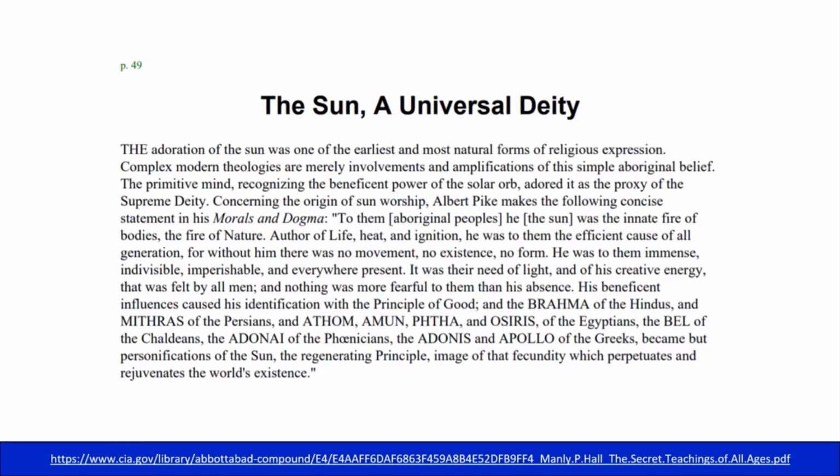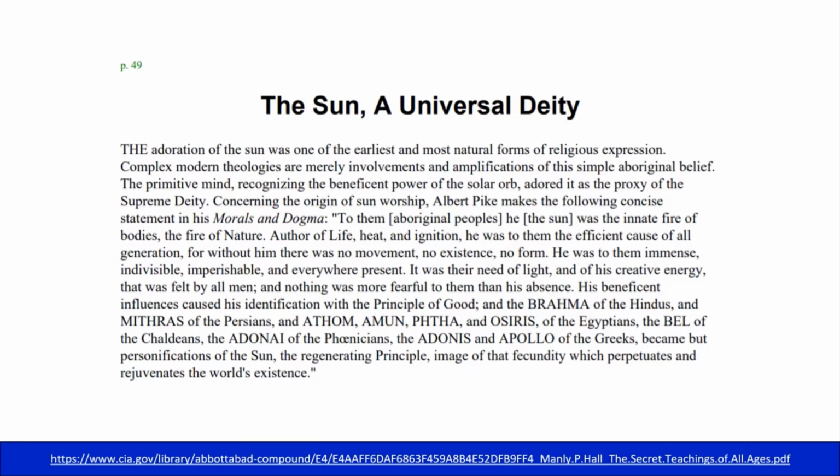Concerning the origin of sun worship, Albert Pike makes the following concise statement. To them, the Aboriginal peoples, he, the sun, was the innate fire of the bodies of nature, author of life, heat, ignition. He was to them efficient cause of all generation, for without him there was no movement, no existence, no form. He was to them immense, indivisible, imperishable, and everywhere present. It was their need of light and his creative energy that was felt by all men, and nothing was more fearful to them than his absence. Now here's the important part.